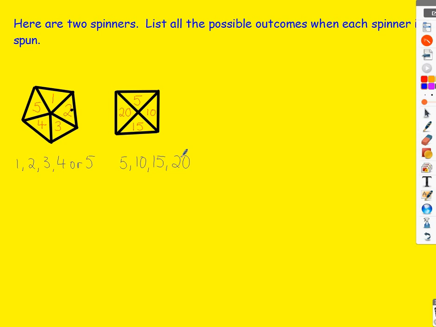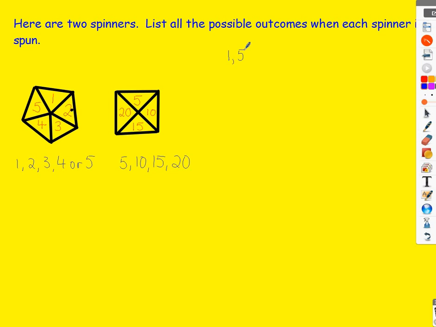And again, I'm going to do it in numerical order. So if I take the spinner on the left first, that could land on a 1. So I've gone for the lowest value it could land on, and then the second spinner, the lowest value it can land on is 5. So I could have 1 on the first spinner, 5 on the second.